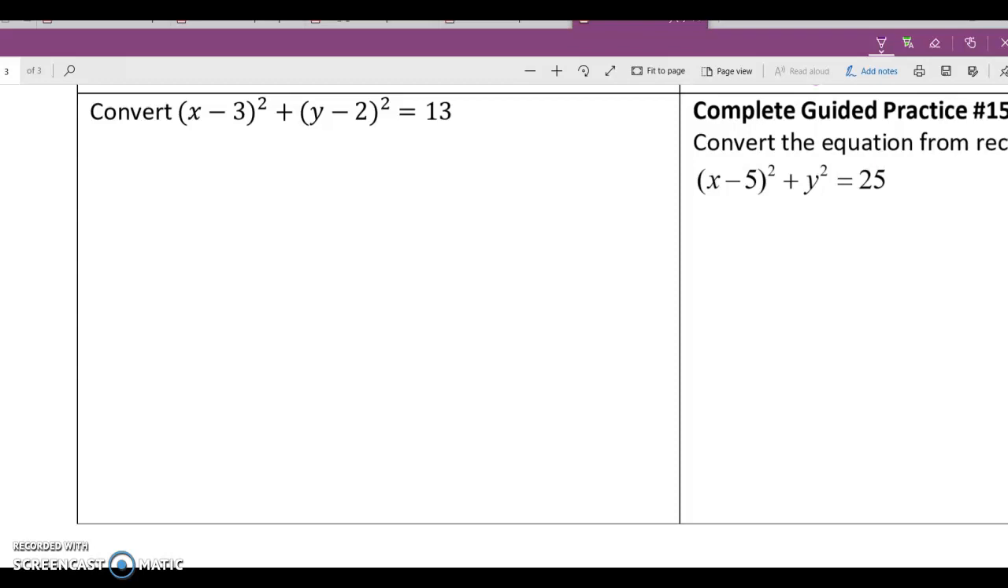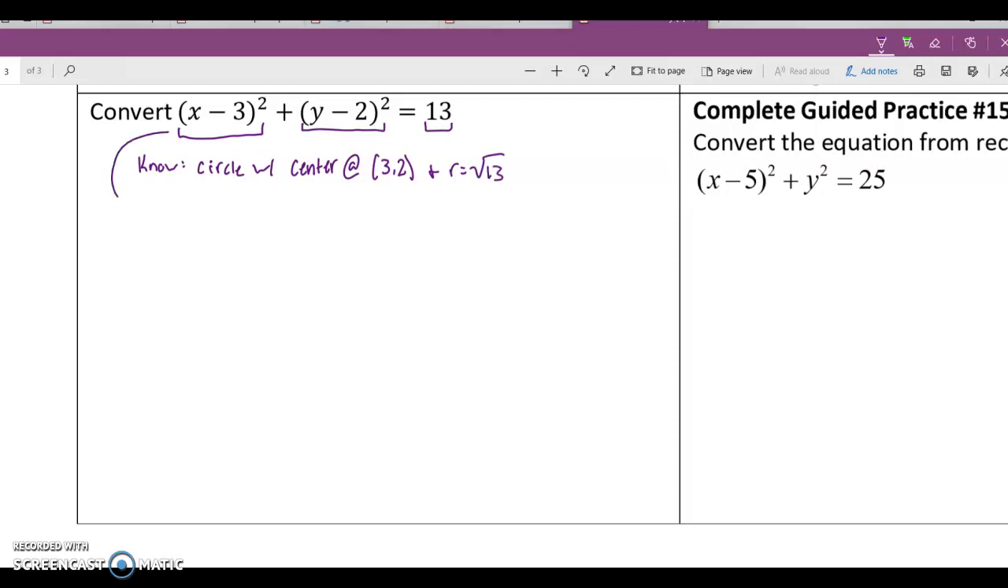Alright, we are going to be working on converting our Cartesian or rectangular coordinates to polar coordinates. If we look at this equation here, we have (x minus 3) squared plus (y minus 2) squared equal to 13. From our knowledge of equations and what they look like, we know that this is a circle with a center at (3, 2) and a radius equal to the square root of 13.